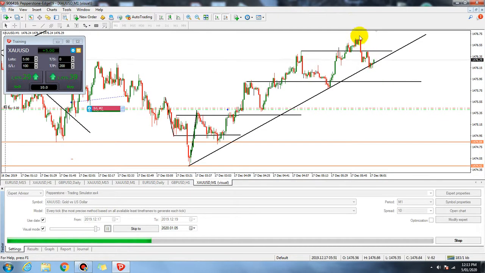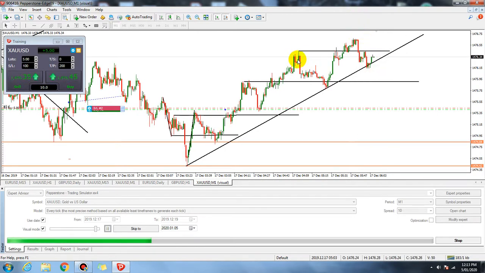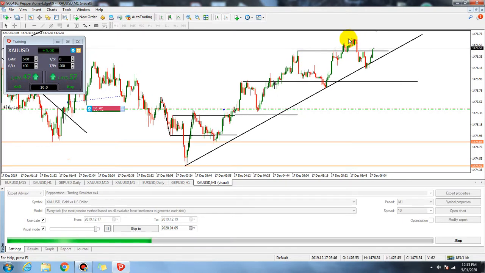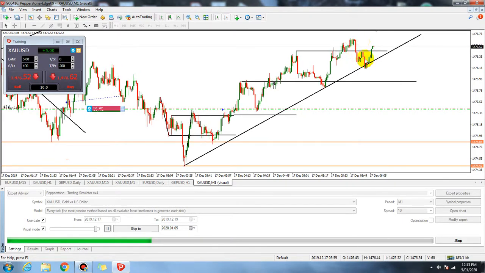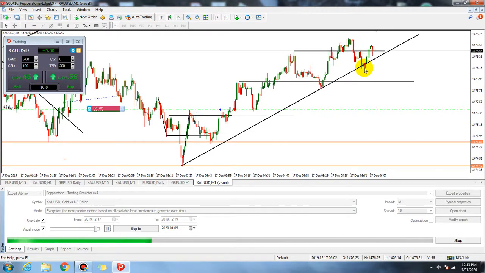I don't like this high much. We don't have many wicks. It's not a real retest to the high. This high here was almost more of a reversal high than this one is. It's a real flat top retest. Sort of almost ABC correction here into the trend line.